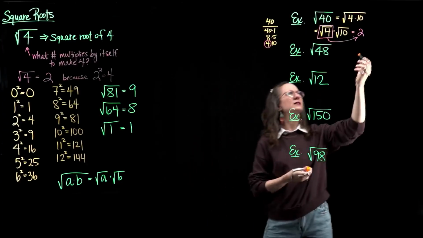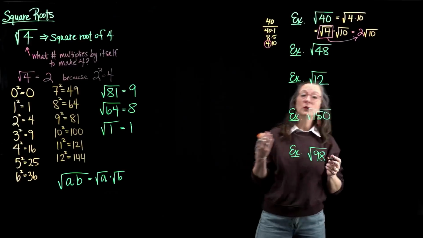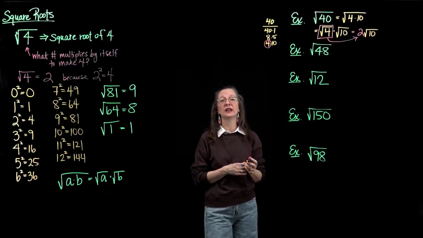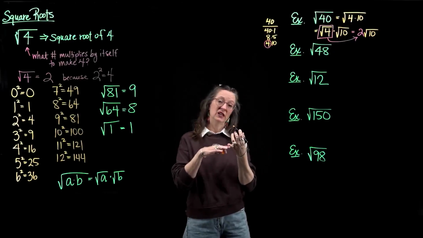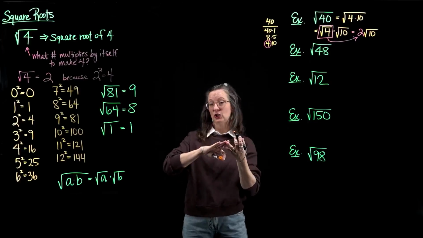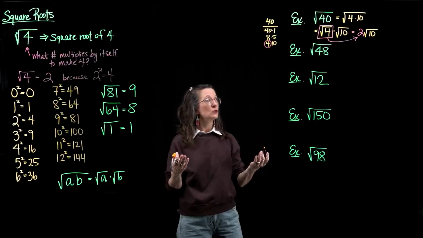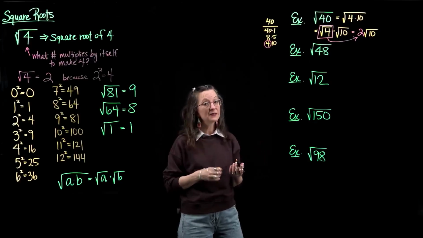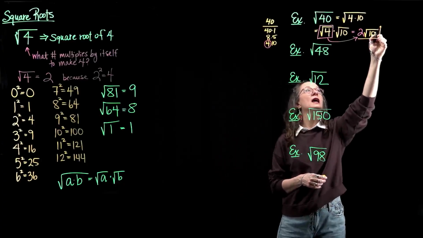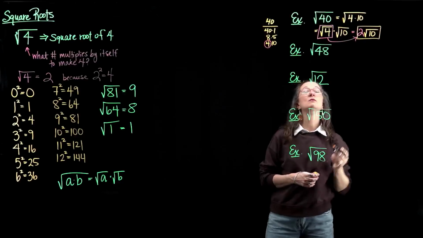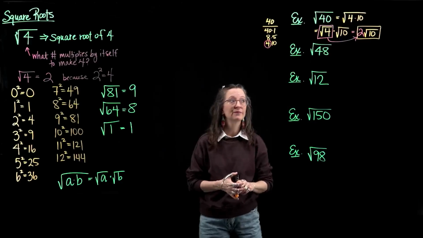Now, what about that square root of 10? I would want to ask myself if I could evaluate that any further. So what are the factors of 10? 10 and 1, 5 and 2. None of those are perfect squares. So that tells me I've simplified this as far as I can. And 2 square root of 10 is the most simplified form I can write this square root in.